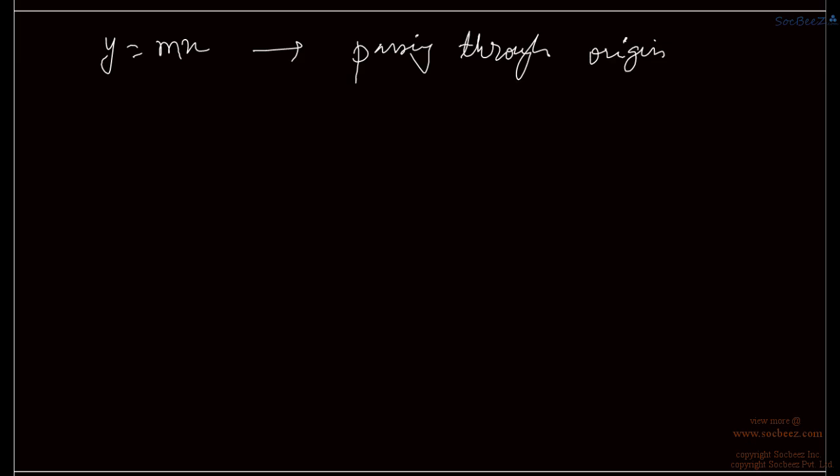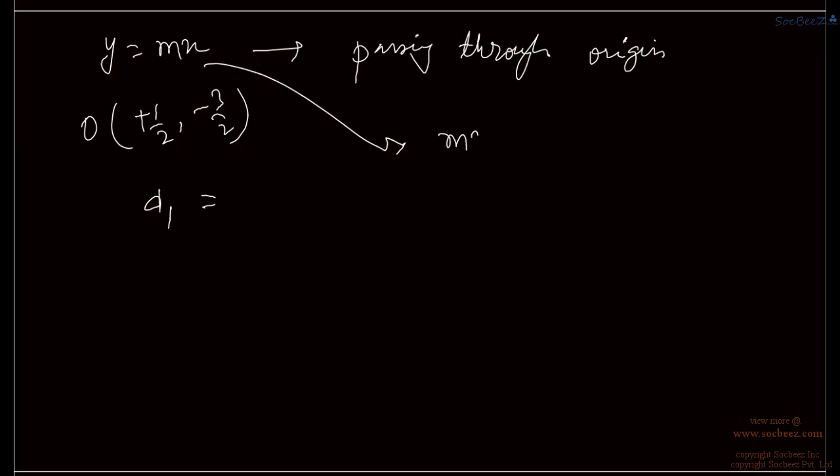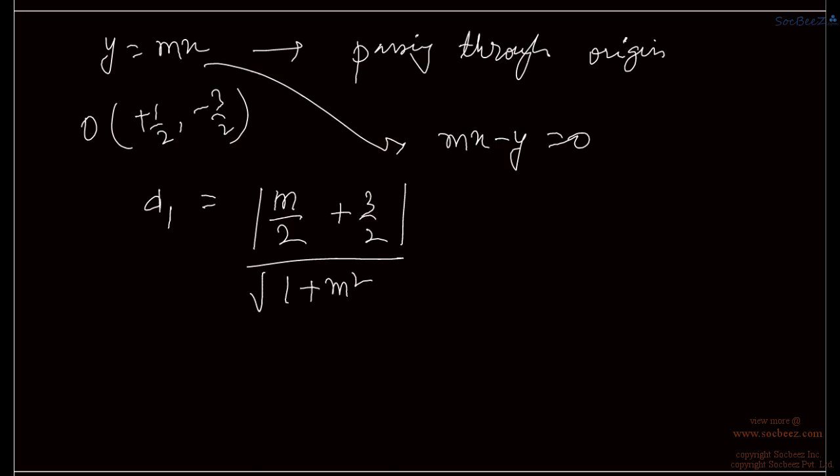So now the same distance from this point to this line is, say, d1. d1 is mx minus y. This can be written as mx minus y is equal to 0. So d1 is |m by 2 minus y plus 3 by 2| upon the square root of 1 plus m square. So this distance is equal to d, which is root 2.